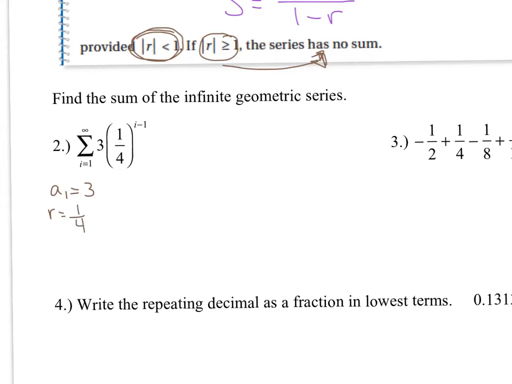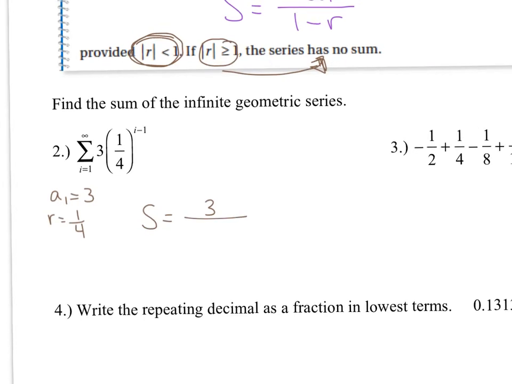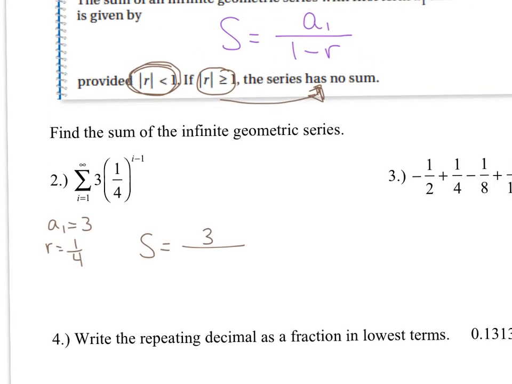So in fact, because the absolute value of our ratio is less than 1, we do have a sum here, so we can use the formula. S equals 3 divided by, I'm just plugging this into the formula that's up above, 1 minus 1/4. Here we have a complex fraction, so I'm going to clear out my complex fraction. Looking at my fractions, I have a common denominator of 4. So I'm going to multiply every term by 4. Make sure that you multiply the 1 down in the bottom by 4 as well.